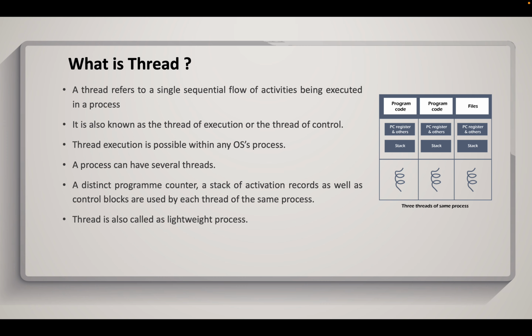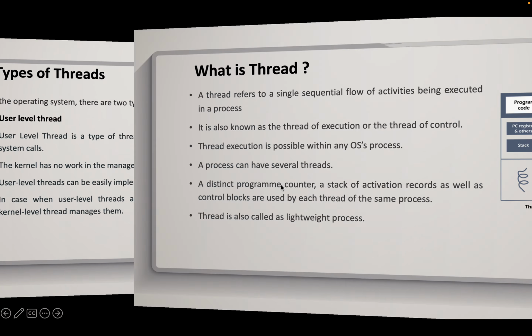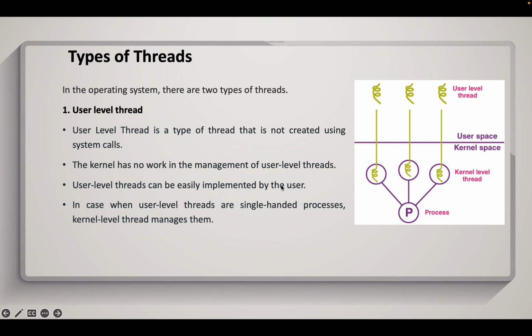Thread is also called a lightweight process. So here we have 3 threads of one process: thread 1, thread 2, thread 3. Each and every thread has its own program counter, its own stack, and so on. There are 2 types of thread: user level thread and kernel level thread.